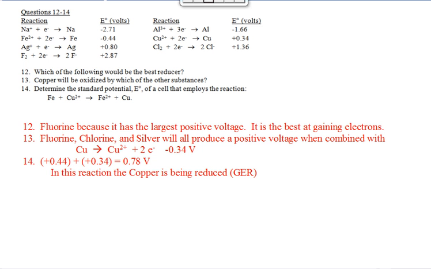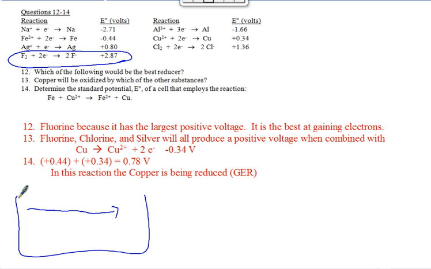Number 12, which of the following would be the best reducer? Remember, this means the best at gaining electrons. All of these elements are reduction reactions. And so we're looking for the one that's best at taking electrons. By looking at the voltages, we can see that fluorine is the most positive value. So it is the best at gaining electrons of these. That also fits in line with some of our old knowledge. Whereas you go across the periodic table, there's the periodic table.